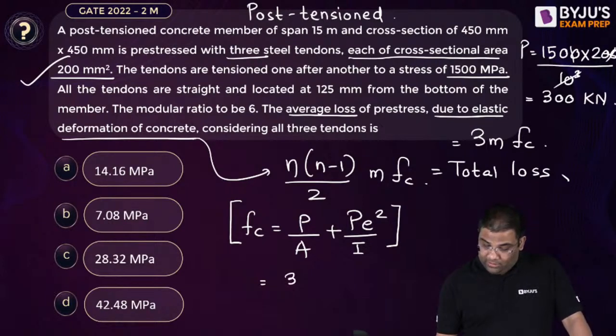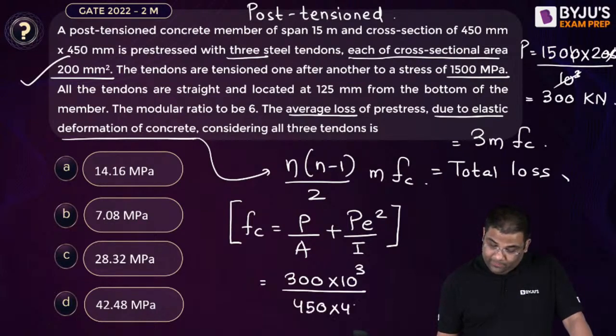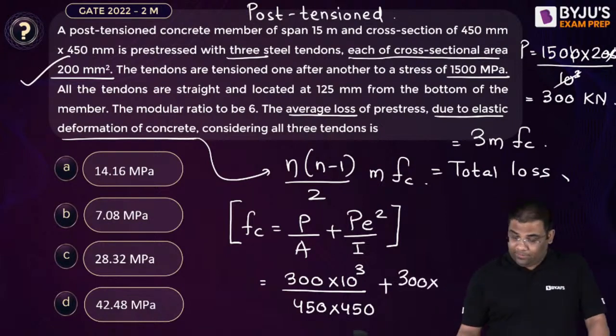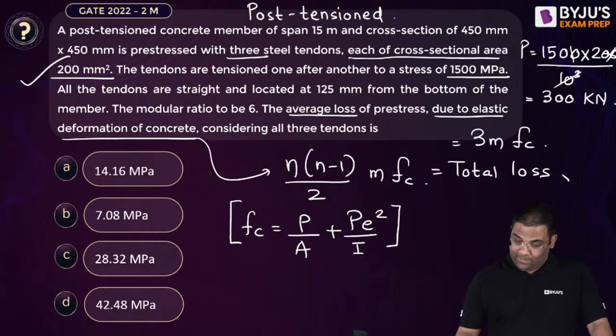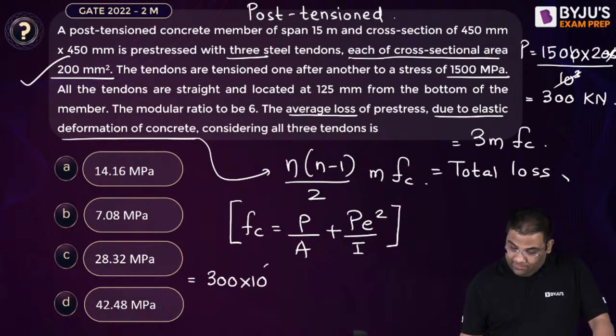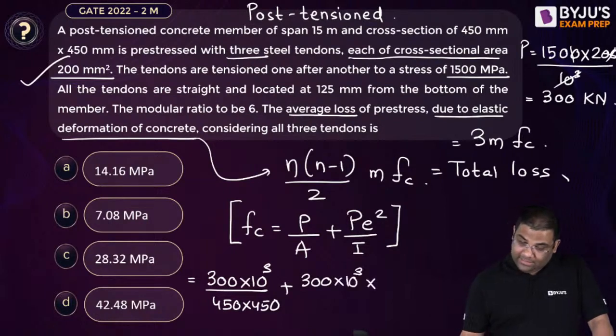So this I can say is 300 kilonewton. I'll convert into newton, divided by area. Area is how much? Cross section is 450 into 450. Plus P e square. I'll write down here, otherwise it will get vanished behind my back. This is 300 into 10 to the power 3 divided by 450 into 450 plus 300 into 10 to the power 3. e is given how much? Eccentricity is given how much?